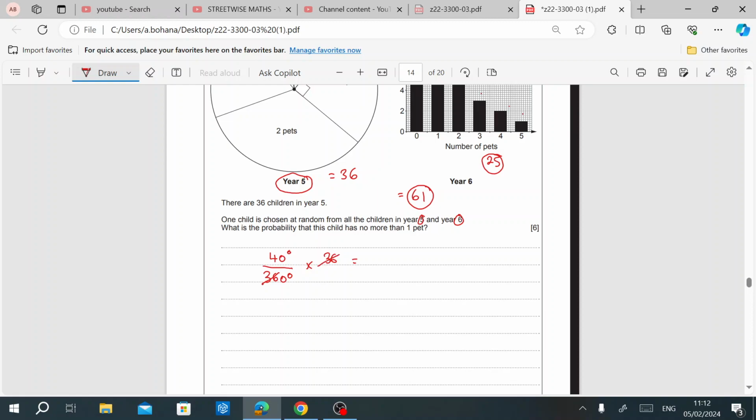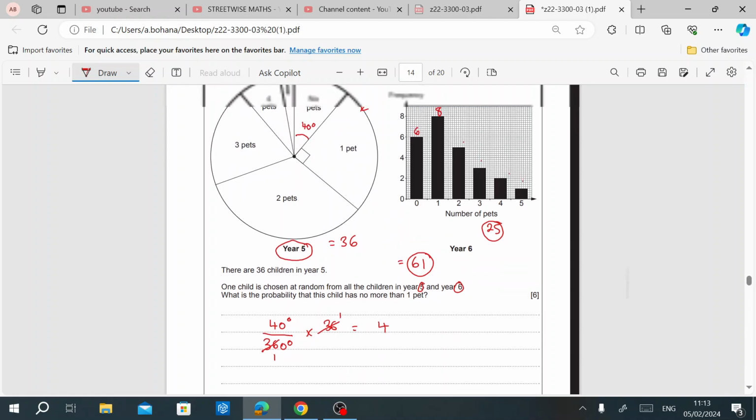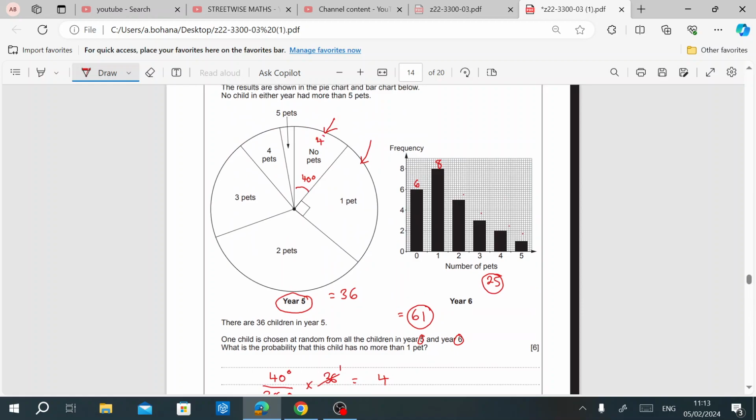Cross off the 36. This now becomes, so that there is just 1, okay? So it's 40 divided by 10, which is 4. So we know there's 4 students there.